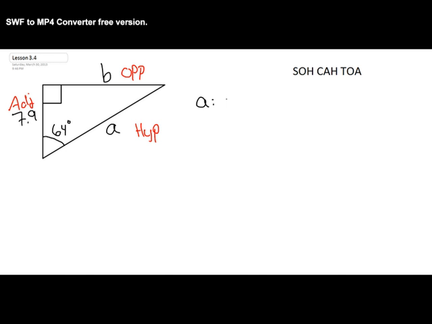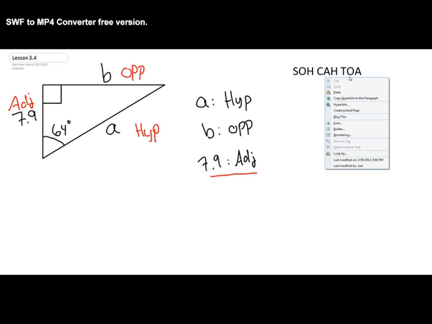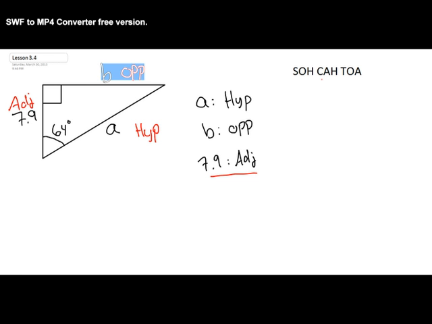So A, well, this is our hypotenuse. B, this is our opposite. And the value length of 7.9, this is our adjacent side. So the idea is that your known side, in this case here, this guy, tells us which trigonometric ratios we're going to use. So anything that uses an adjacent length. So we're going to use cos and tan for these two here.